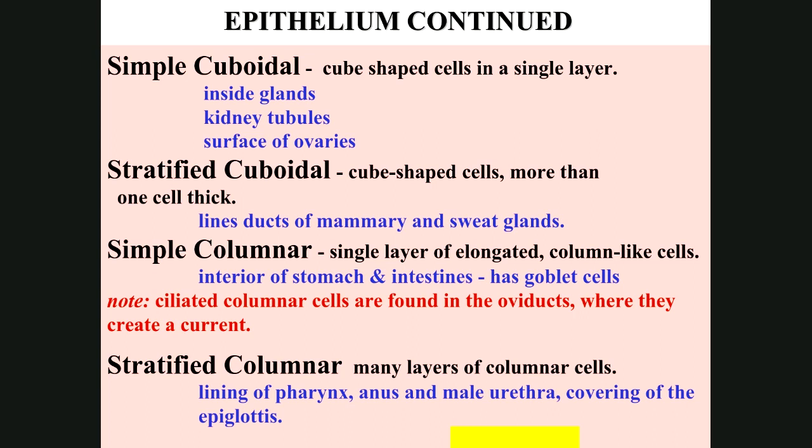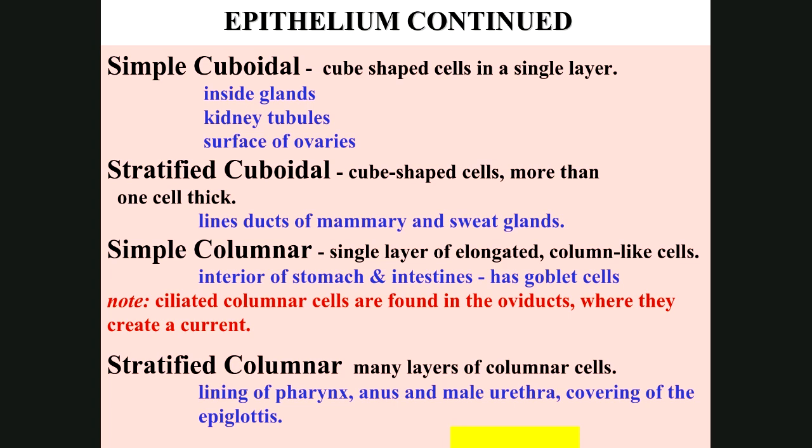Stratified columnar, many layer cells of columnar-shaped cells. They're usually on the edges of your digestive system. Things like your pharynx, your throat. Stratified columnar cells are in there. Of course, they take a beating every time you swallow something, so you want it to be more than one cell thick lining there.